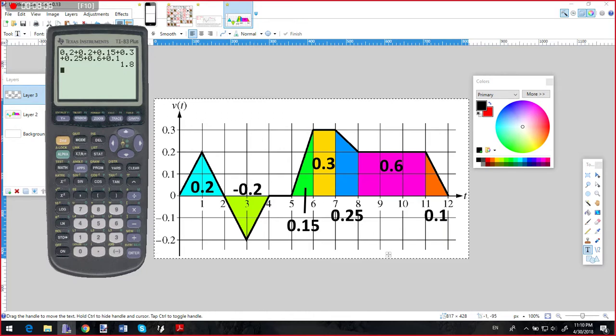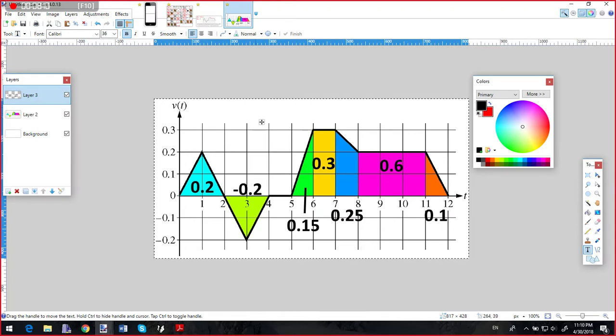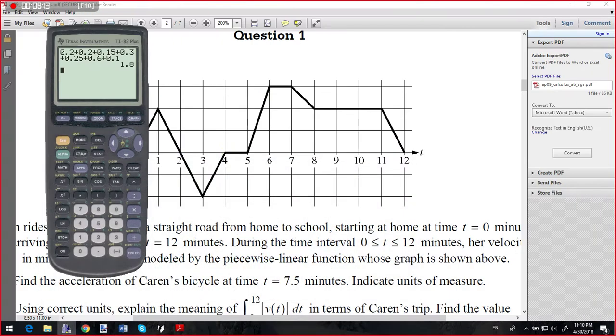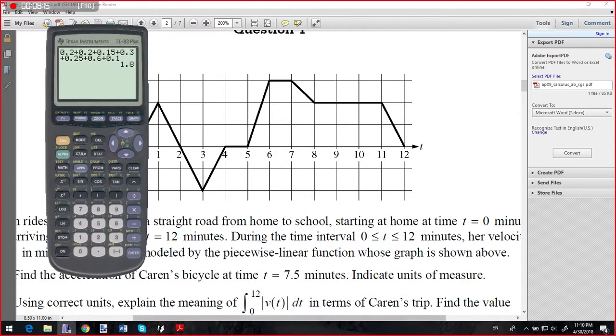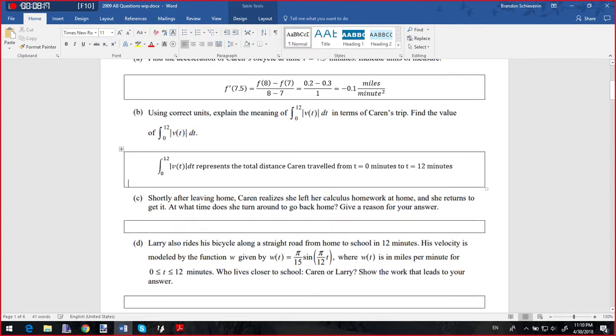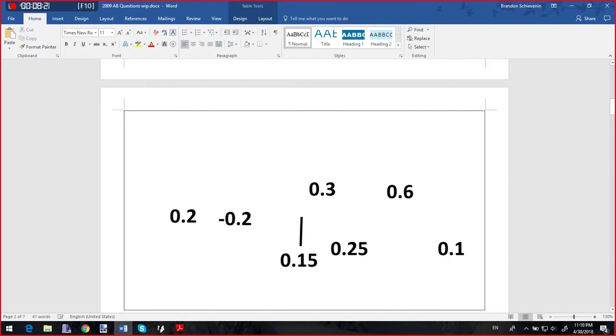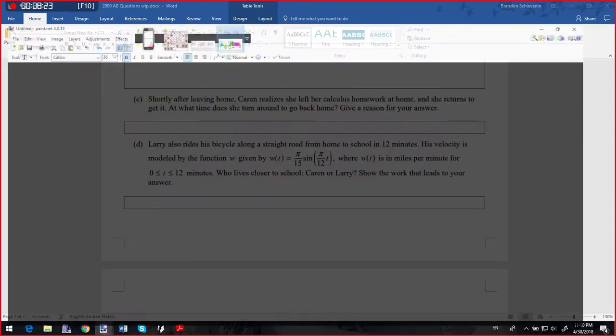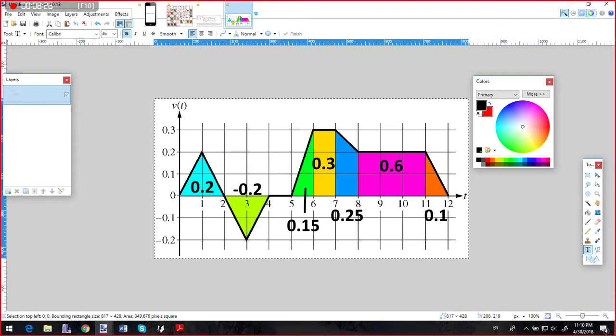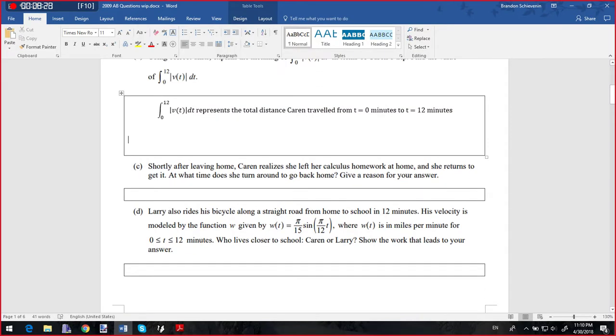So I'm going to copy this part here. Let's flatten that first. Okay.